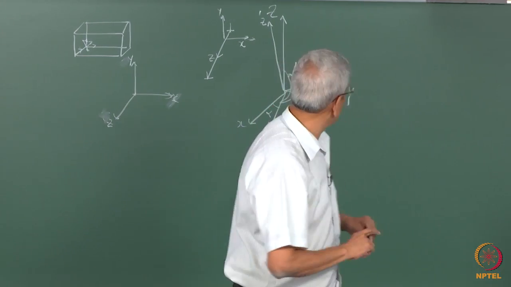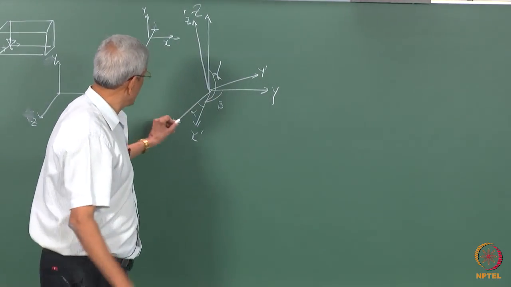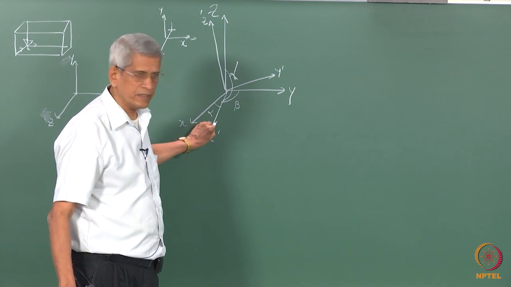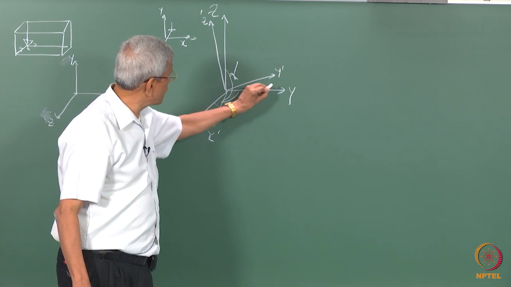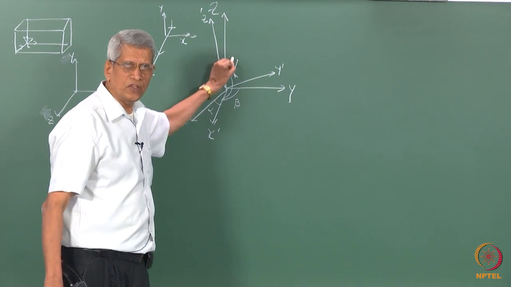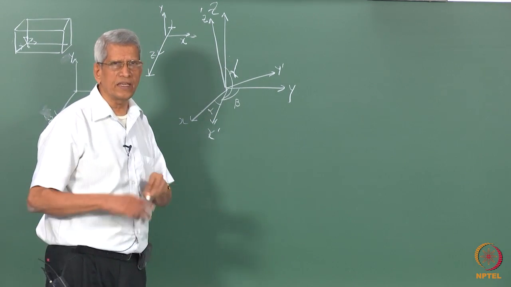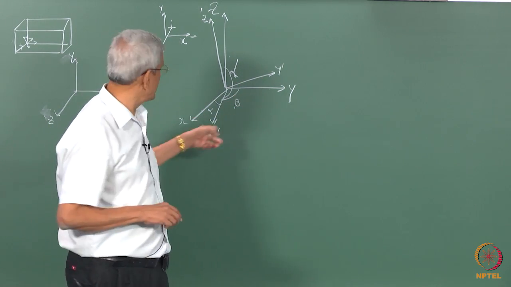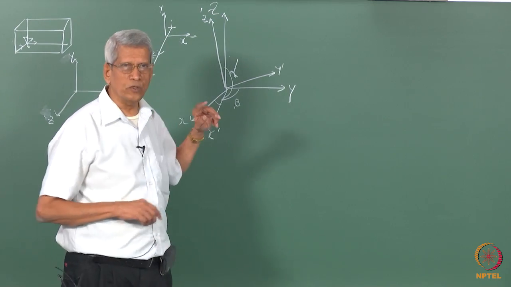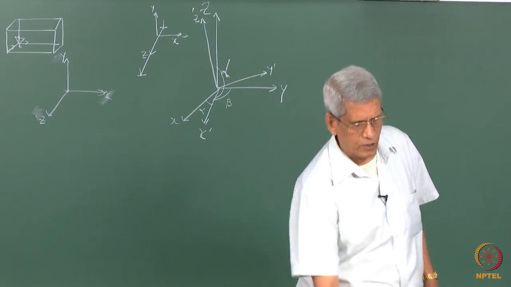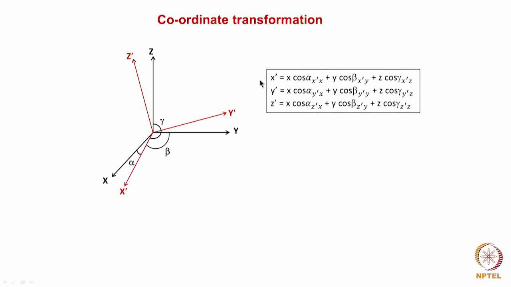Now what we are trying to do is find the component of x in this direction, the component of y in this direction, and the component of z in this direction. If we take all three together in the same direction and add them, we get the value corresponding to x dash. That's what is written in this equation, correct?